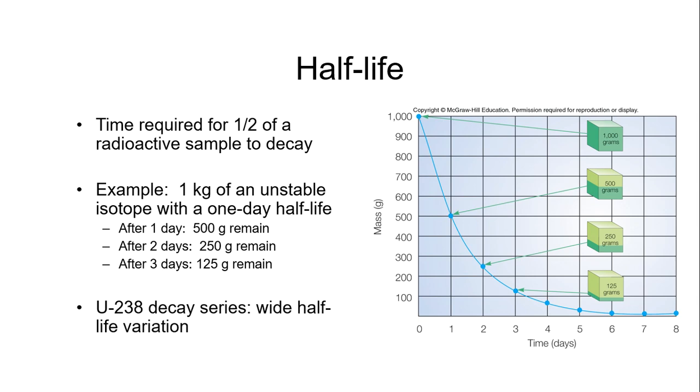So after 1 day, we've lost half of the isotope. We're down to 500 grams. After 1 more day, half of what's remaining also decays. So half of 500 is 250. We have 250 grams remaining. After another day, half of that remains, going down to 125. And then after that, another half goes down to 62.5, and so on. Every day, the mass of your substance is cut in half.